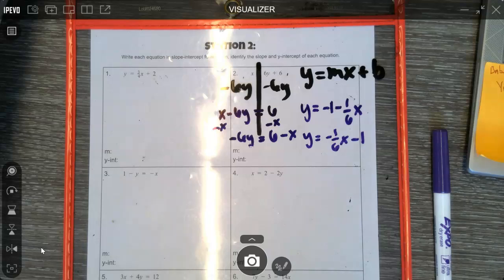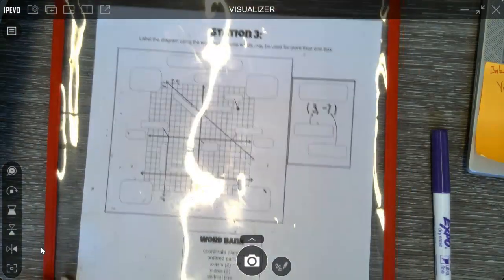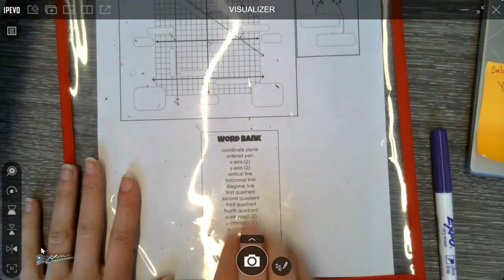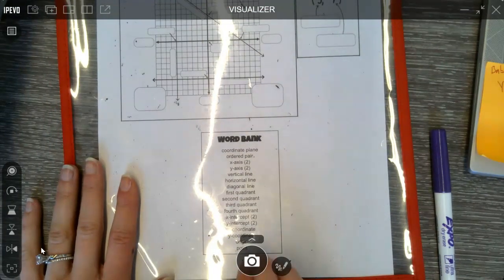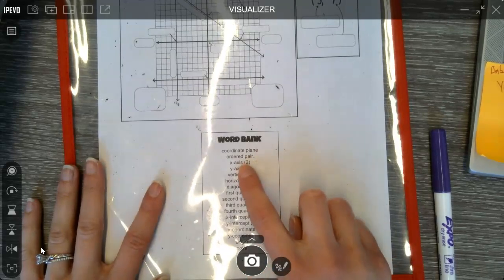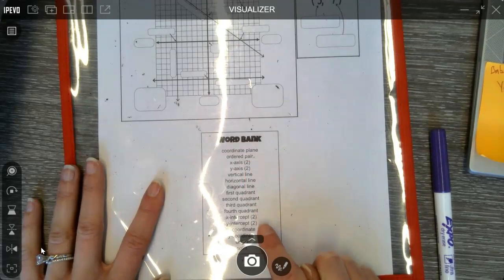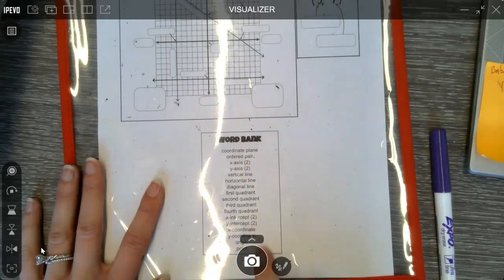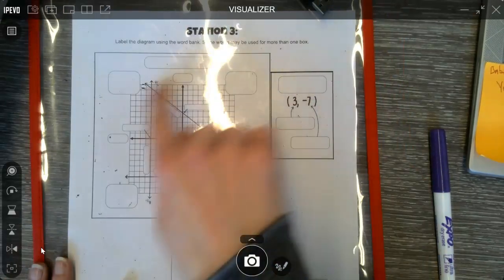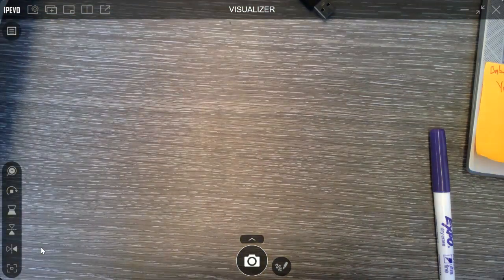All right? All right, station number 3. Super simple. You're given a word bank. You use all the words, okay? Every single one. The 2 means it happens twice. There are 2 x-axis, 2 y-axis. There's also 2 x-intercept, 2 y-intercept. Everything else happens once. So put your words in your boxes.